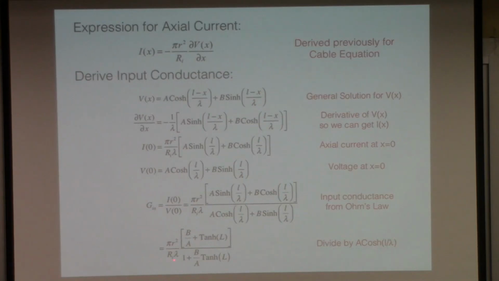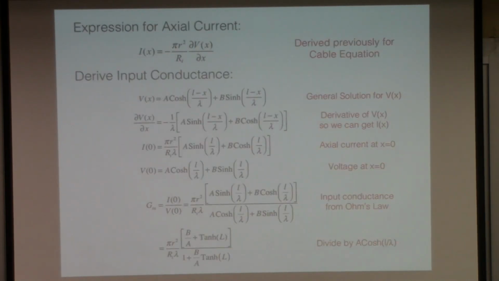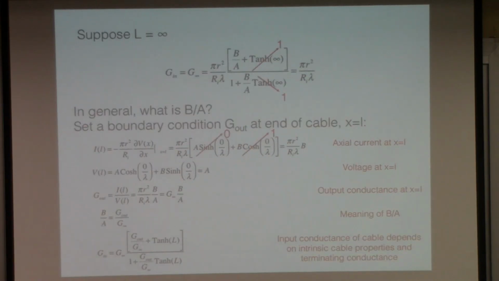And look what we've got. The input conductance is a function, hyperbolic tangent function, of the length of the cable. There are a bunch of parameters out here. They're given. In any cable problem I ask you to solve, I have to give you these. You can't solve it otherwise. And the ratio B over A appears in this expression. It's determining the input conductance of the cable. So we're getting somewhere. Whatever these A's and B's were, their ratio determines the input conductance of this cable. Okay, so let's keep working on it.